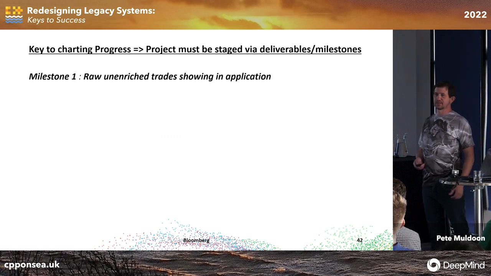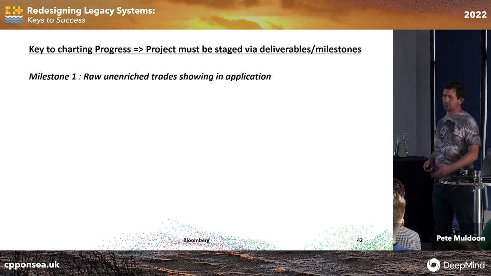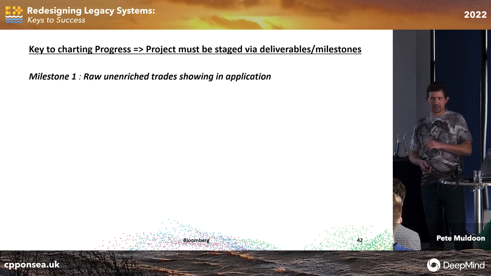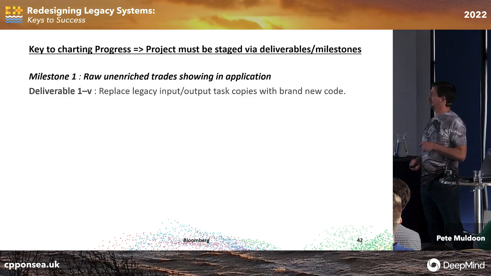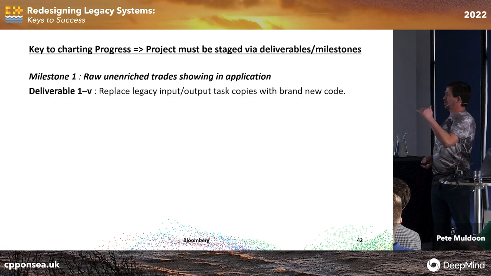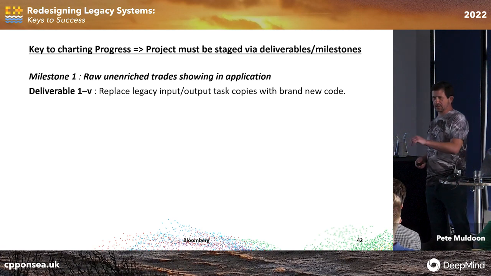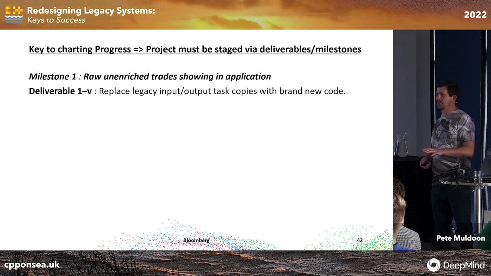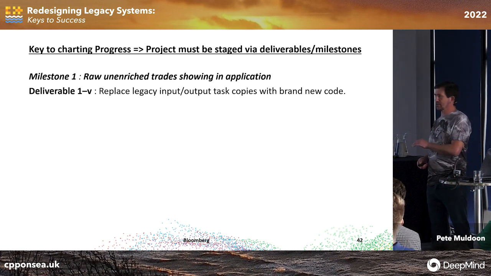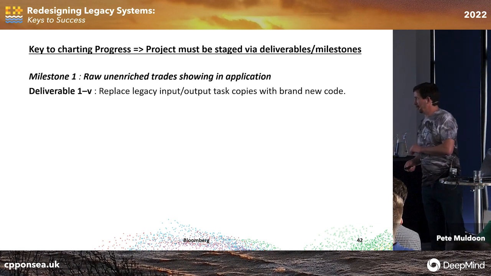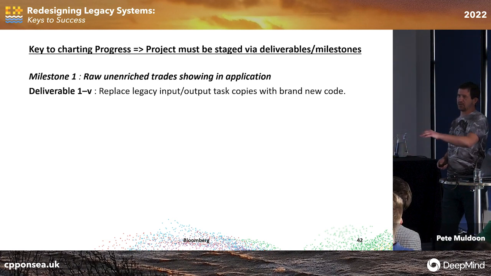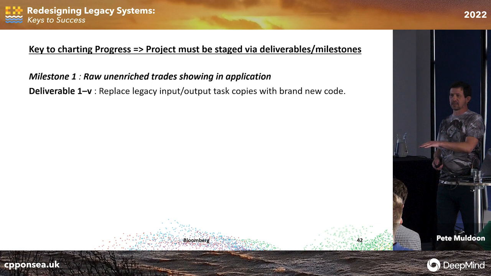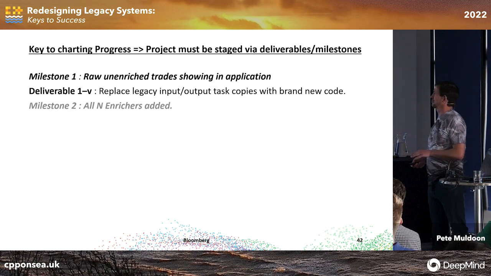Progress, all right, putting deliverables and milestones together. I said, okay, the first milestone is these raw unenriched trades, just coming straight in and showing up in the application. Right, and that involved a bunch of deliverables, which was replacing those badly coded ported pieces with brand new code that only dealt with the problem I was trying to fix. And once I had that done, I could say, come over here and look. Here's the trade being entered. Look at it showing up here. Anyone can see it. I don't have to be a scientist or an engineer.